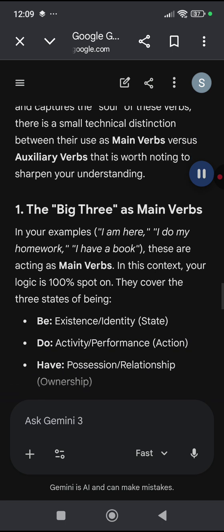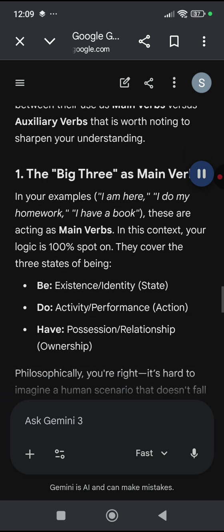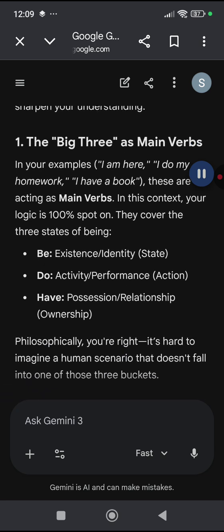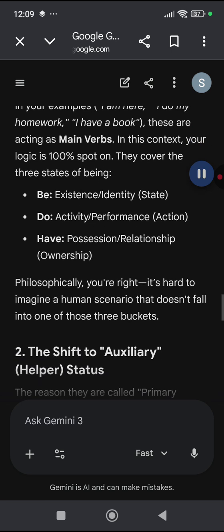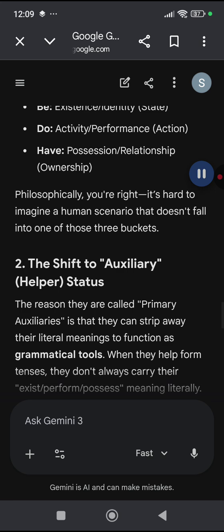1. The big three as main verbs. In your examples, I am here, I do my homework, I have a book, these are acting as main verbs. In this context, your logic is 100% spot on. They cover the three states of being: be, existence, identity, state; do, activity, performance, action; have, possession, relationship, ownership. Philosophically, you're right. It's hard to imagine a human scenario that doesn't fall into one of those three buckets.